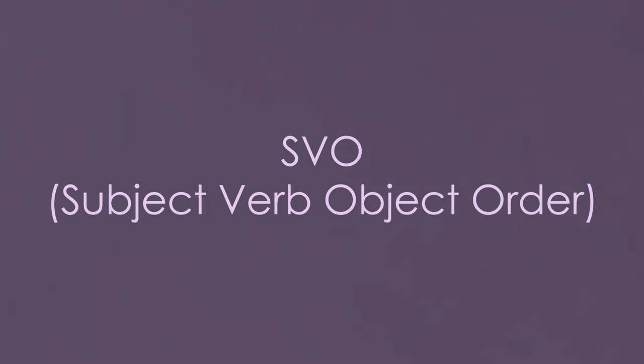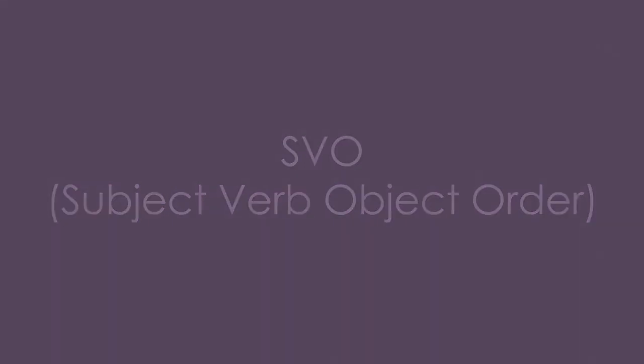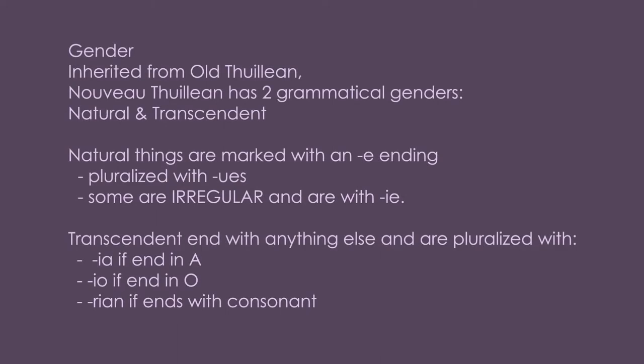subject, verb, object word order, which is the same as English, and they primarily have prefixes. It has grammatical gender, inherited from Old Thuillean, but it has fused instead of having three, and now it has two. It has natural, and natural things are marked with an E ending and pluralized with U-E-S. However, there are certain irregular verbs that are pluralized with I-E.